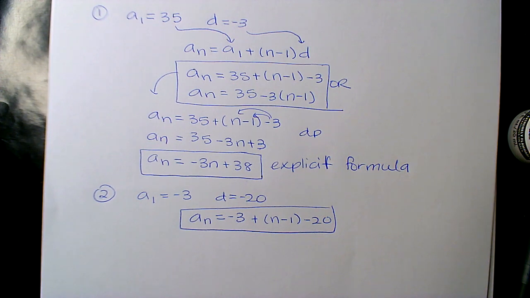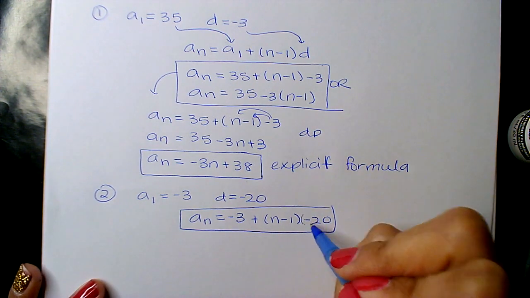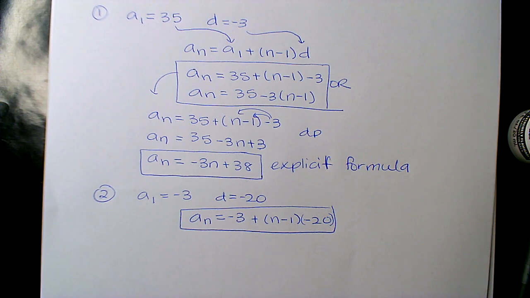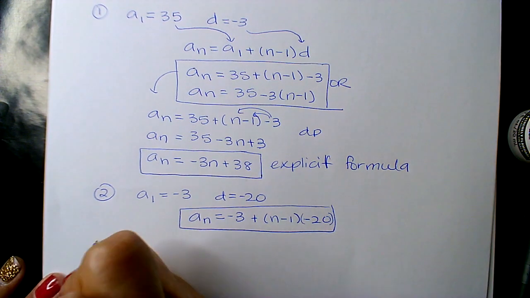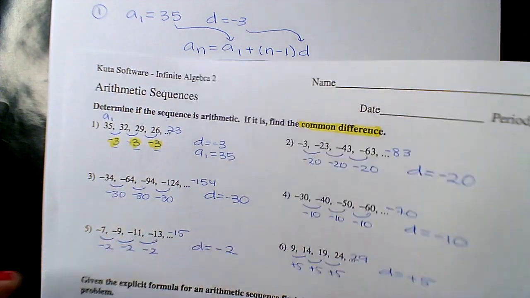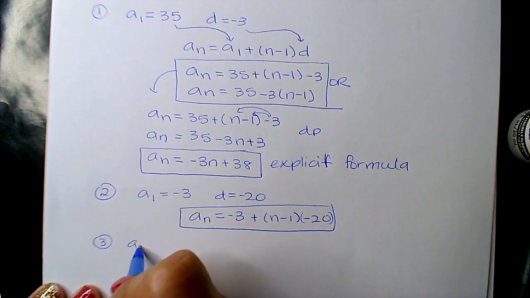If you feel comfortable putting parentheses around the number so that you know that these two are being multiplied, it's up to you. Or if you want to put the D in front. All right, I'll do the third one and then I'll let you finish up. So -34, -30.